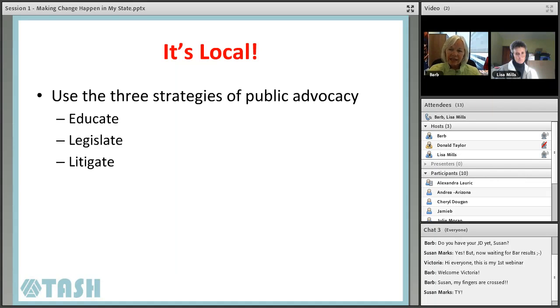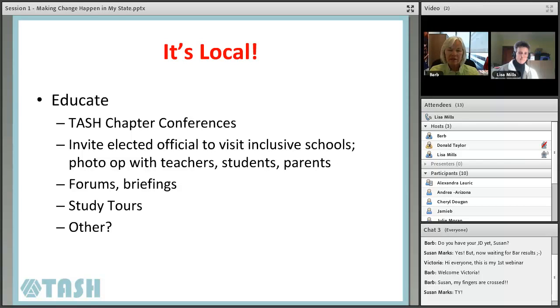Then there are three strategies of advocacy, and I would say that TASH has been very involved in all three strategies throughout our history. One is educating people, and there's a lot of ways that we conduct education. A second is to develop legislation and to advocate for the passage of legislation. And a third is litigation. Litigation is a really important advocacy tool.